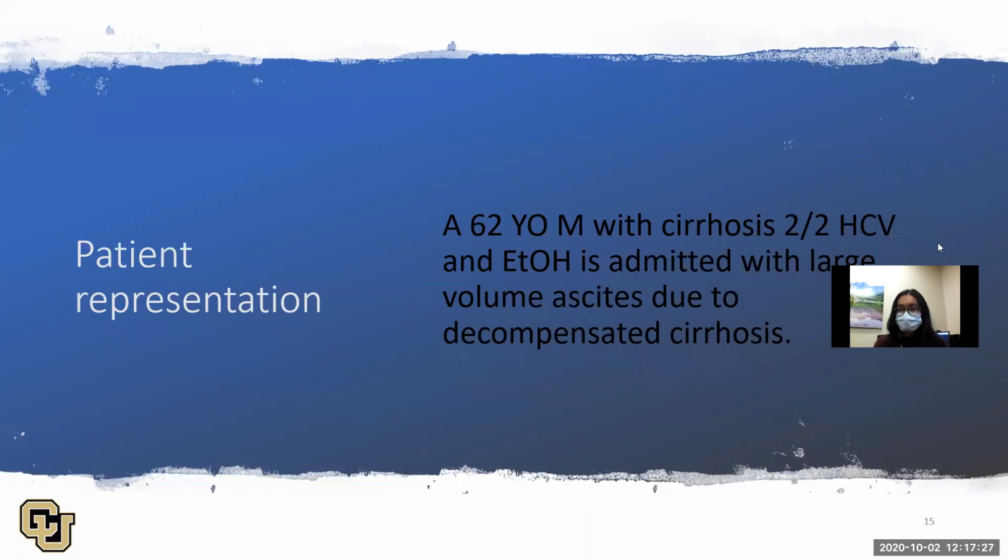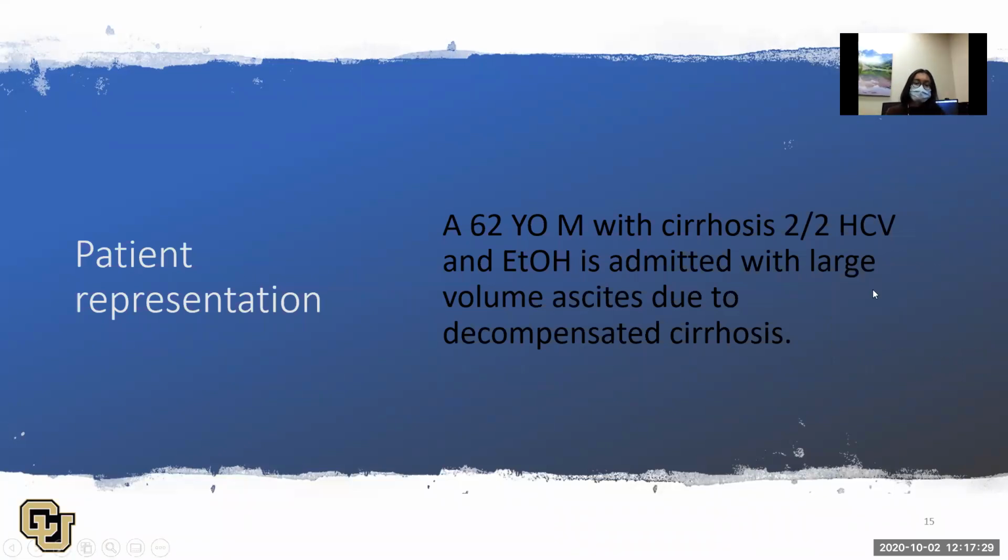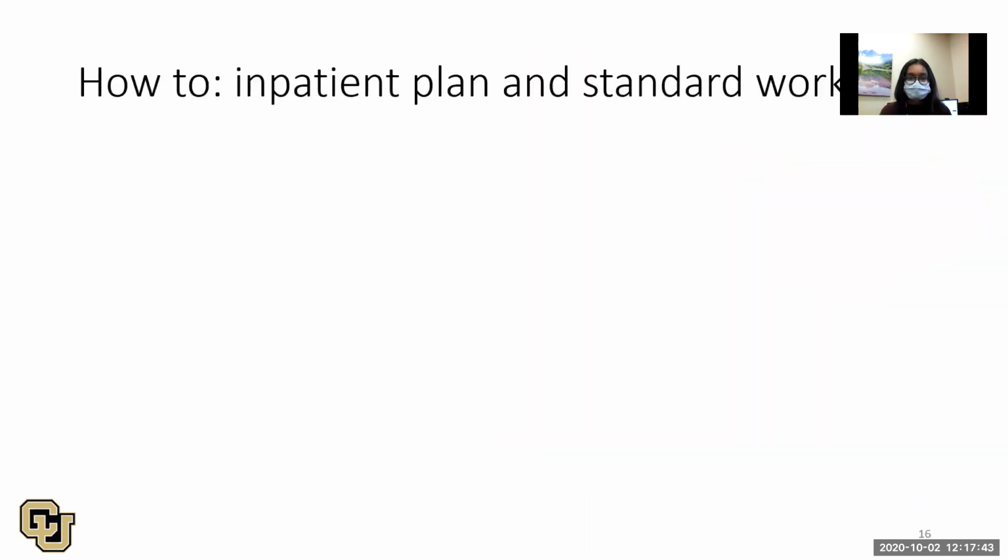Okay. So my patient representation here is that we have a 62-year-old man with cirrhosis due to hepatitis C and alcohol use, who's admitted with large volume ascites due to decompensated cirrhosis. Do you guys agree with that? Does that sound good? Okay, so we're going to get into a little bit of how we work this patient up in the inpatient setting and what all the things are that you should think about when you admit a patient with cirrhosis.